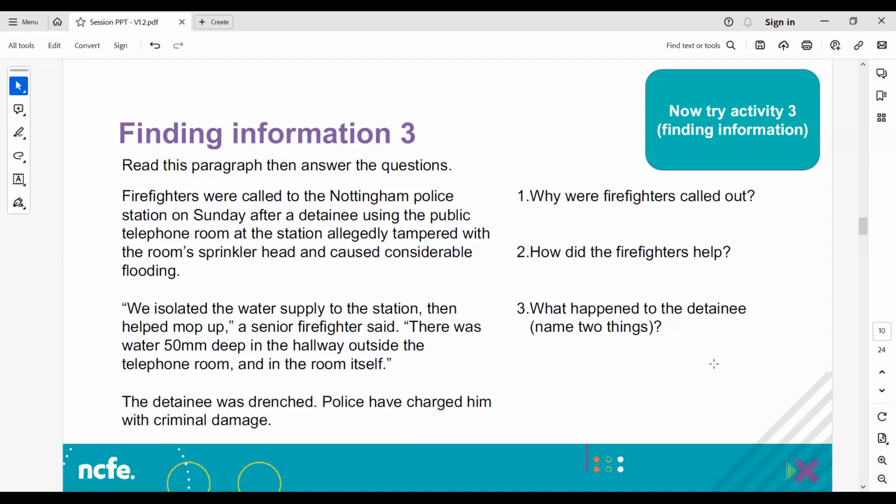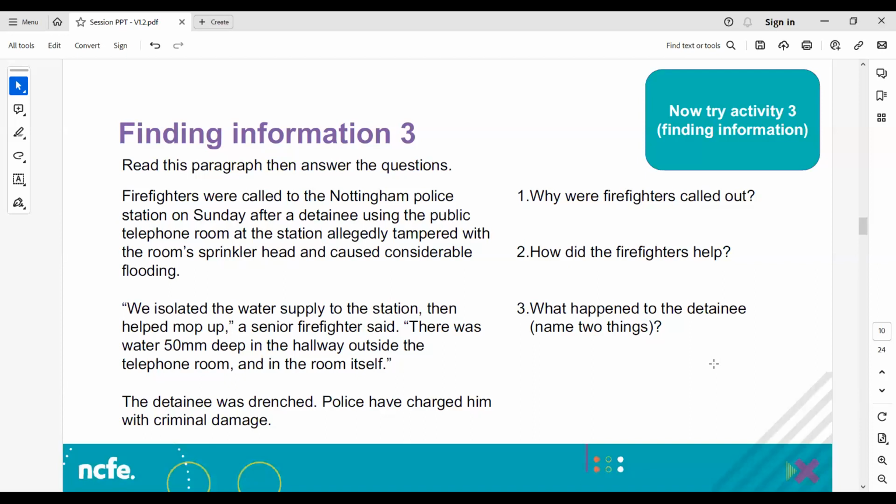The firefighters were called out to the Nottingham police station due to one of the detainees tampering with the room sprinkler head and causing considerable flooding. Excellent. So a perfect answer. Okay, so you've used that top paragraph to describe exactly why the firefighters were called out.